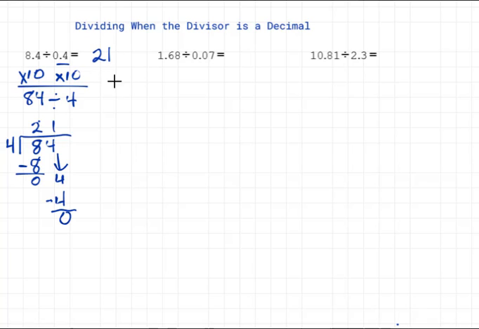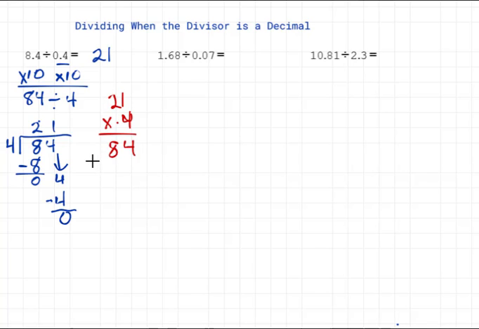I can check this problem by multiplying the quotient by the divisor. So I have 21 times 4/10. And I'm not putting the 0 in front here because all that's saying is I have no ones. 4 times 1 is 4. 4 times 2 is 8.